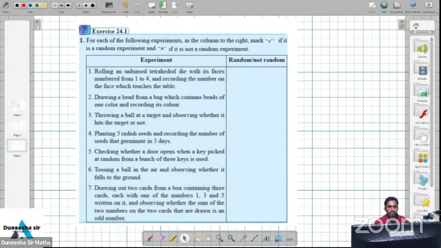Sakia? First one. Is it random? Rolling an unbiased tetrahedral die. Yes, it's random. Okay. We take a right mark. Second, drawing a bead from a bag which contains beads of one color and recording its color. Okay. Get the answer first. Don't write the question, okay?